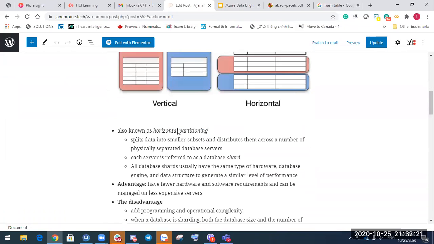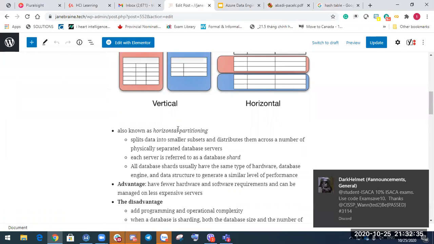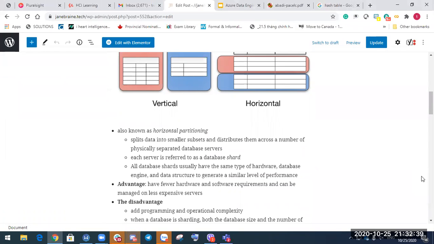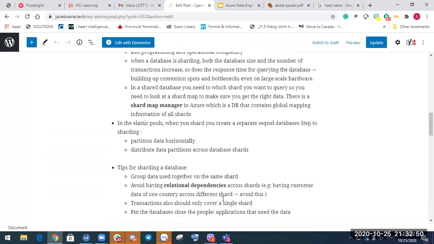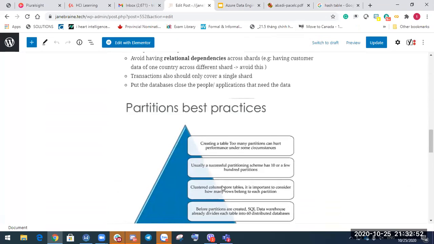So we have partition. We have horizontal partition and vertical partition, right? Sharding is called horizontal partition. It splits data into smaller subsets and distributes them across database servers, and each server is referred to as a database shard. You can read more on the advantages and disadvantages here. That is your homework.